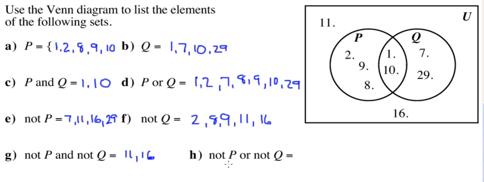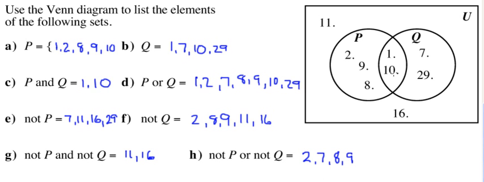Not P or not Q. This means you're outside the P circle or you're outside the Q circle. Either one is okay. Well, let's work through this. 2 is outside the Q circle. 7 is outside the P circle. 8 is outside the Q circle. So is 9.